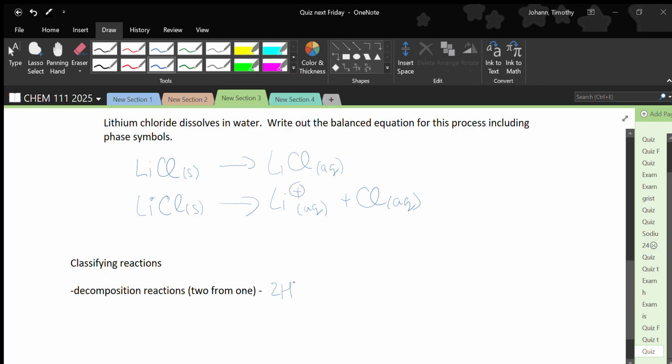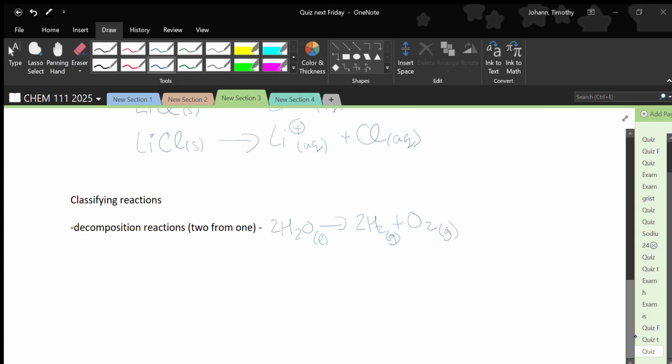So if we're going to have water, right, we can decompose water, we can hydrolyze it, but we're decomposing it to make its components oxygen gas and hydrogen gas. Let me go ahead and get my phase symbols in there. Okay, questions on decomposition? You get one thing, you get more than one thing out.